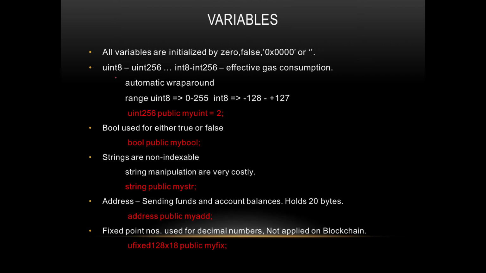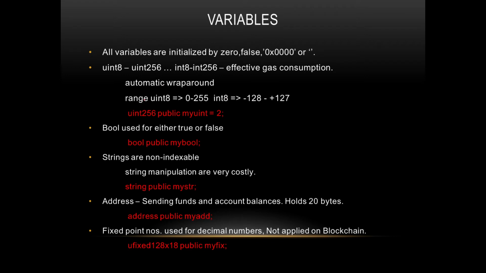Then you have different kinds of integers and unsigned integers, with different sizes. So you have unsigned integer from size 8 to 256 bit. Same with int. This is used basically for effective gas consumption, because the smaller data types take less amount of gas, whereas the larger data types take more amount of gas. So accordingly we have to think of all the criteria and then select the suitable and most effective data type.